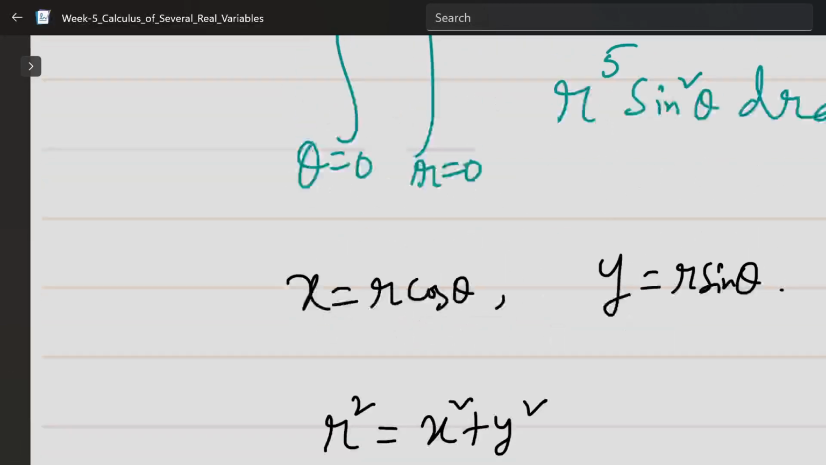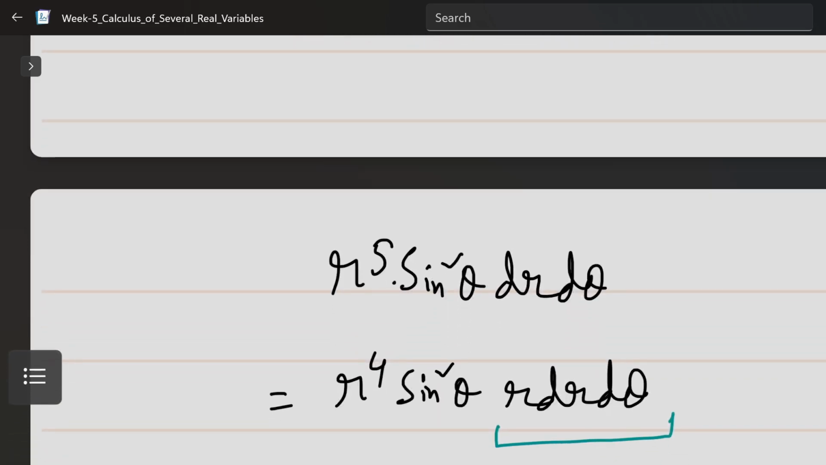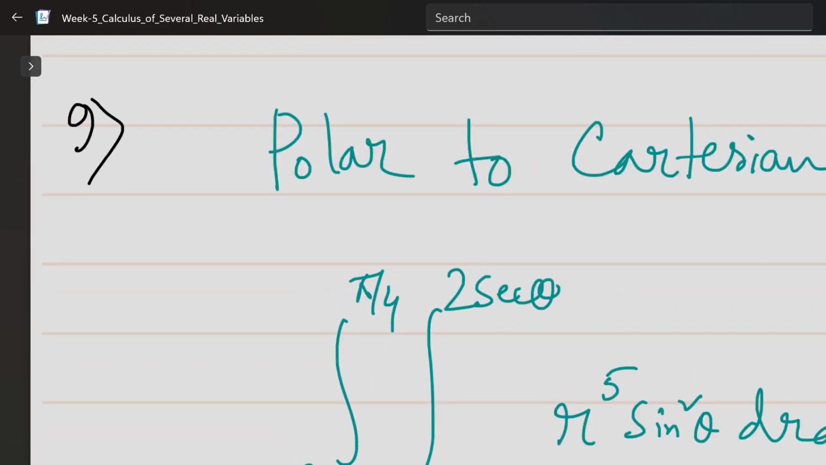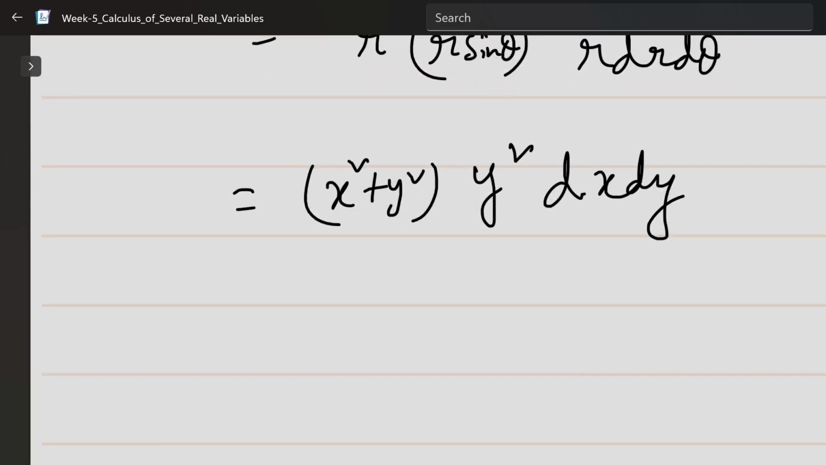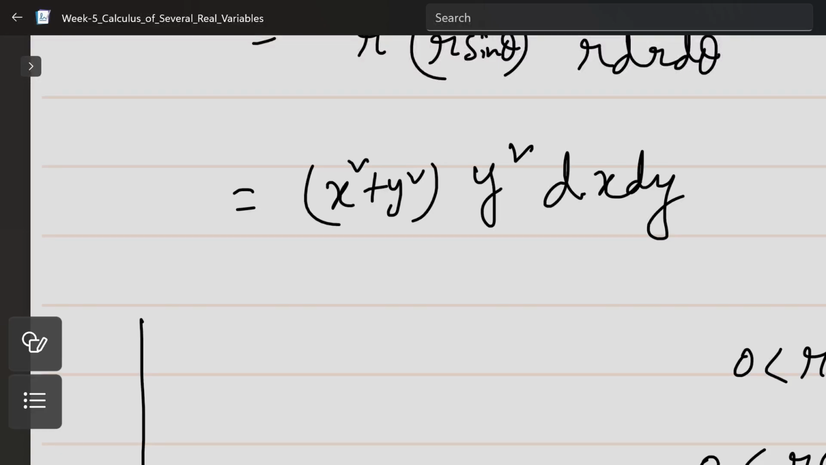But what is the limit? That is the main important thing. Here r is running from 0 to 2 sec theta, so you should draw it in the 2D plane. r is from 0 to 2 sec theta. That means r cos theta is from 0 to 2, that means x is from 0 to 2.